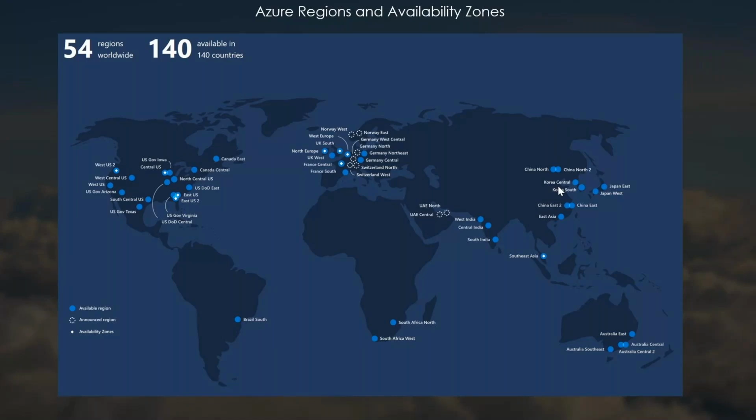For example, in India, they have three different regions. One region is in the north, one region is in the center, one region is in the south. If I tell you that the south region is actually in Hyderabad, the center region is in Mumbai, the north region is in Noida.